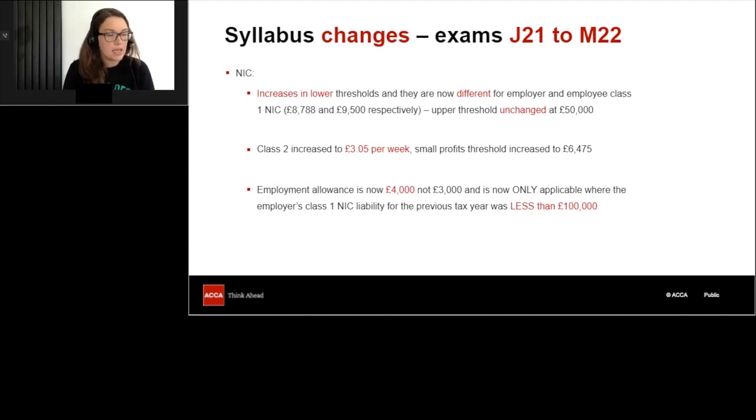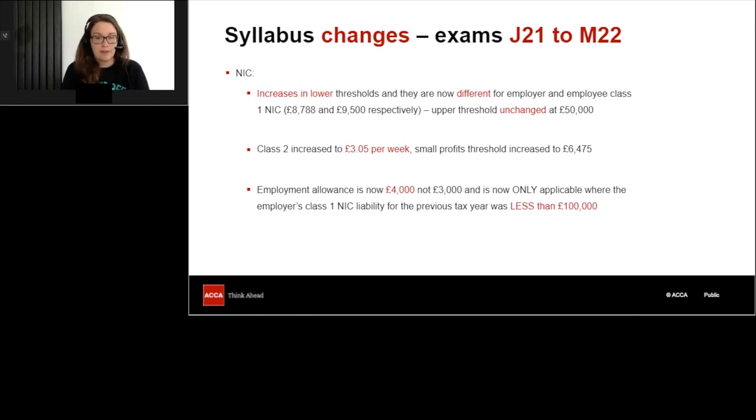Here, really, for national insurance, you will use your tax tables a lot to help you with national insurance questions. There's a lot of information there for you to use and you don't need to memorise. So there have been some changes in the numbers that are on those tax tables. For example, there's increases in the lower thresholds, and they are now different for employers and employees class 1 NIC, although the upper threshold remains the same at £50,000.